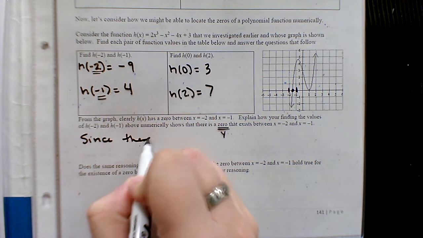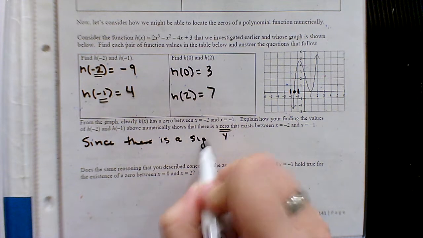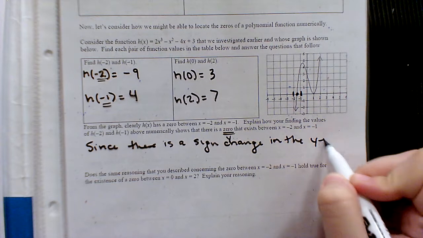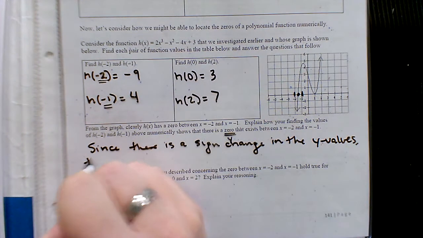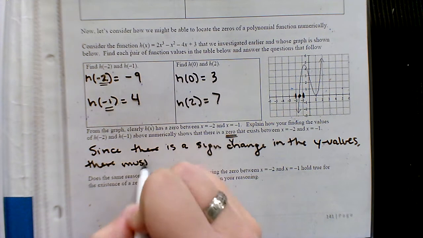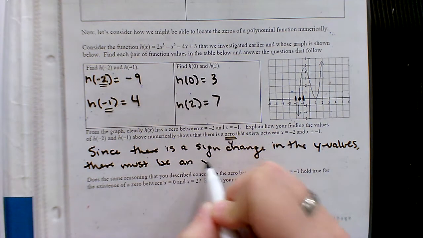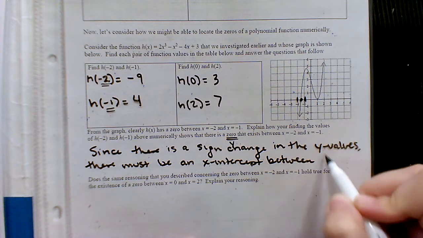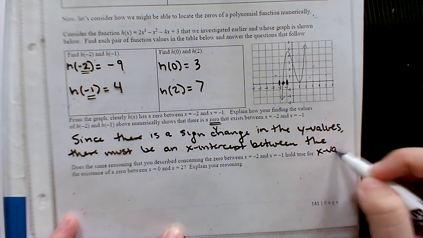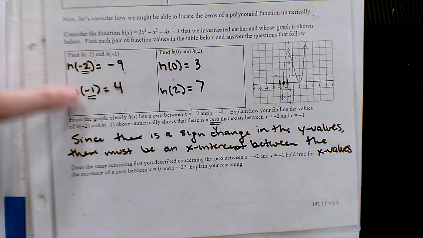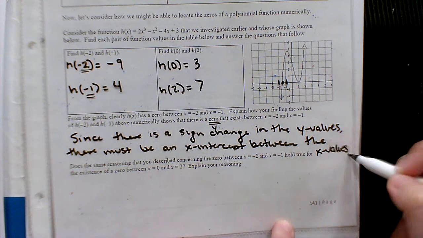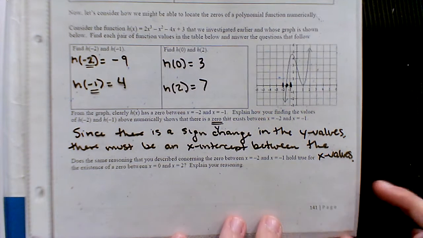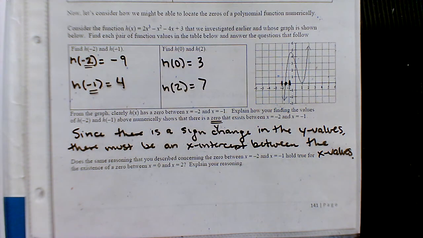Since there is a sign change in the y values, there must be an x-intercept between the x values. Specifically between -2 and -1, those numbers we plugged in. Does that make sense? If you go from negative to positive, positive to negative, that means you had to cross 0 at some spot, right?